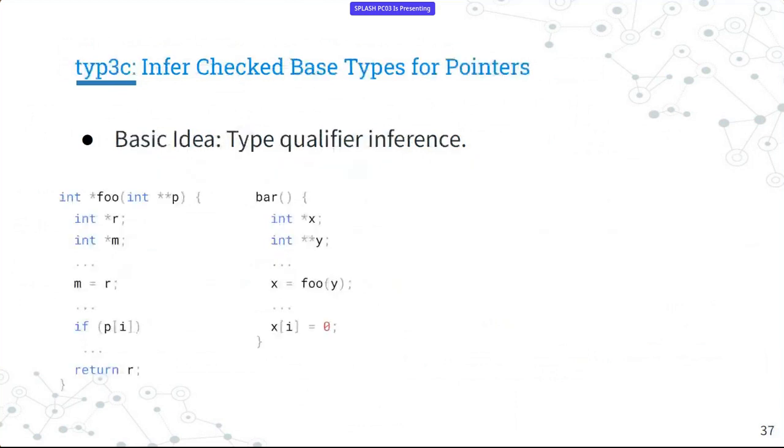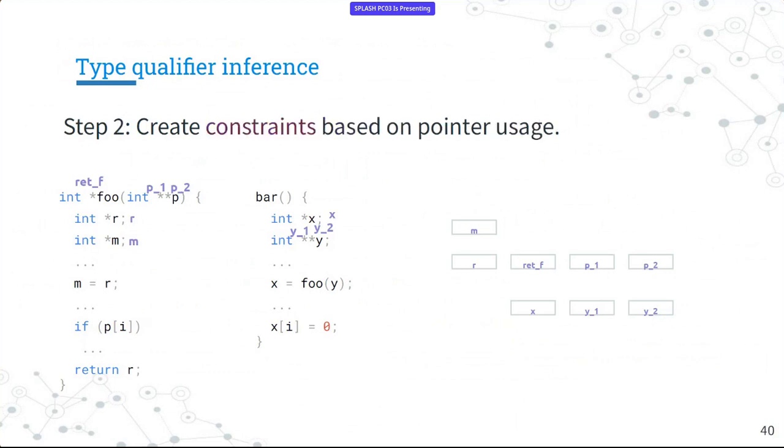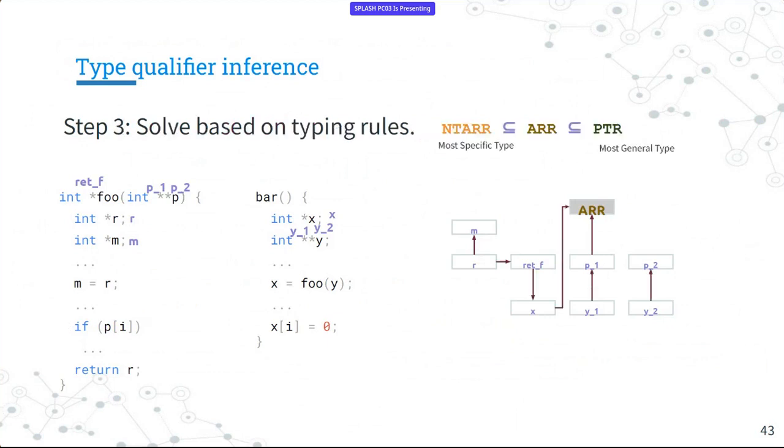So types, we all know type inference. The basic idea is type qualifier inference. Here, what we can do is create qualifier variables for all the pointers, because we want to convert pointers to checked C types. And then we add constraints based on pointer usage. For instance, if there is an assignment, we add a subtyping constraint that the qualifier of R should be a subtype of the qualifier of M. Okay? So on and so forth.